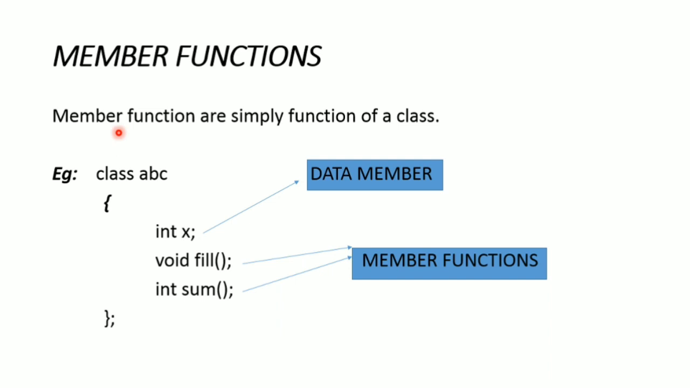Now what are member functions? Member functions are simply functions of a class that are declared inside the class, and may be defined outside or inside. We will discuss that later. So here is an example. We have declared a class ABC. There is int x, that is the data member, and we have created two functions, void fill and int sum. They are called the member functions of the class, because they are declared inside the class.